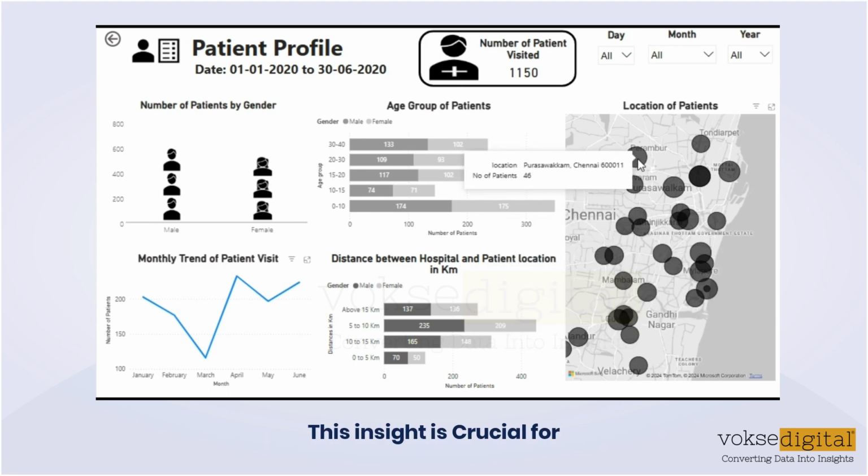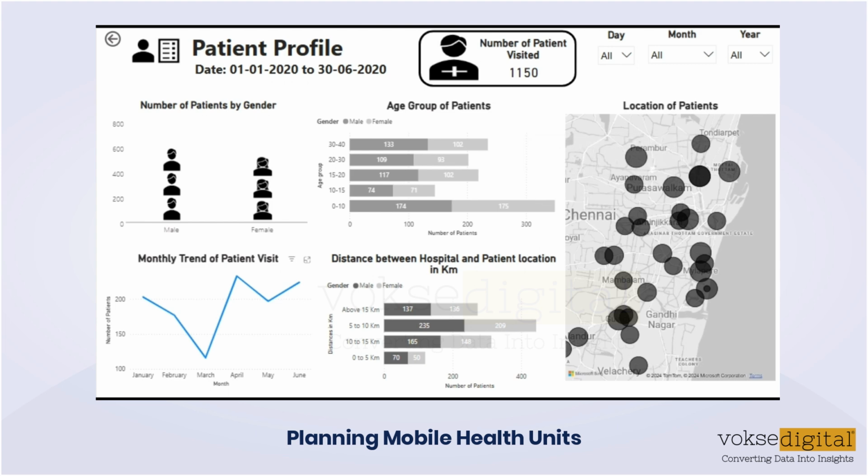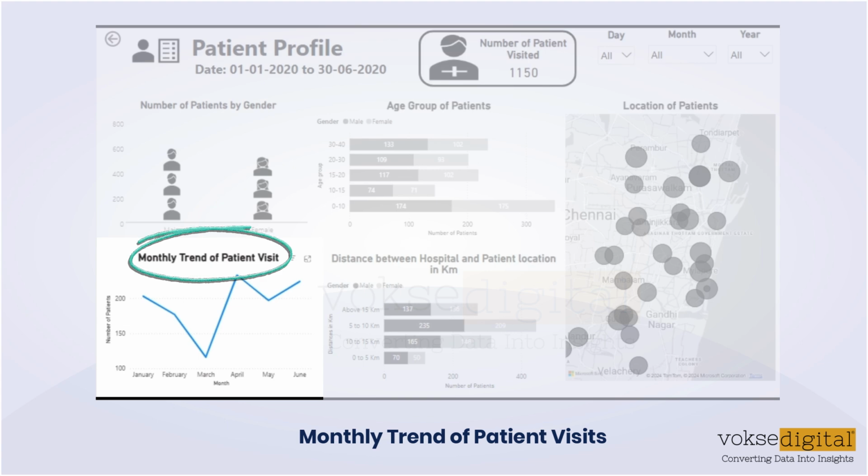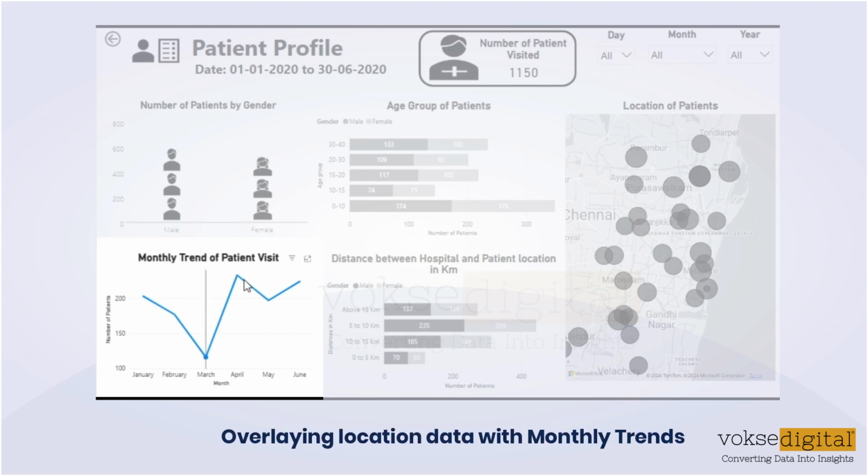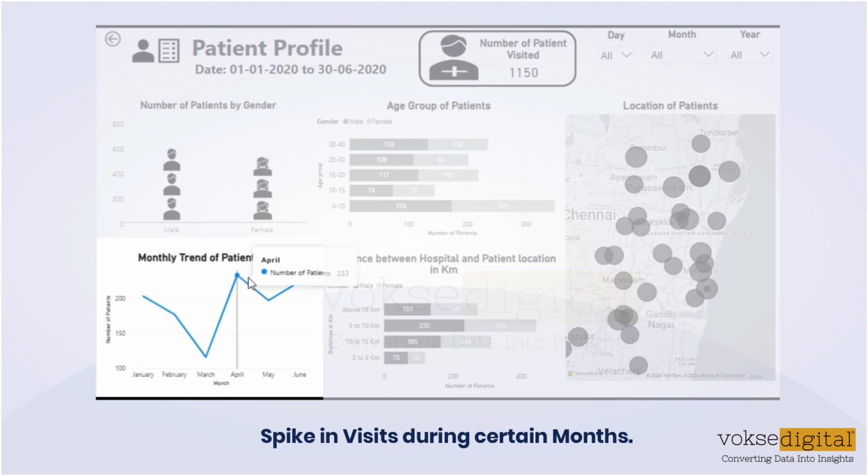This insight is crucial for planning mobile health units, optimizing clinic locations, or designing outreach programs. When integrated with other visuals, the geomap becomes even more powerful. For instance, monthly trend of patient visits. Overlaying location data with monthly trends helps analyze seasonal patterns. For example, specific regions might see a spike in visits during certain months.